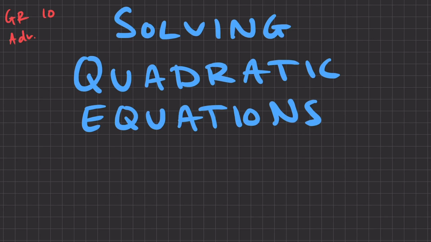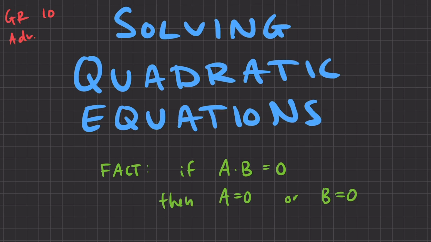Okay, today we're going to talk about solving quadratic equations, and we're going to do that by completing the square. Now, I'm going to start off with a fact. The fact is that if a times b is equal to 0, then either a equals 0 or b equals 0, or both. We're going to use this fact several times while we solve quadratic equations. So just keep it in the back of your mind that we're going to be using this fact.